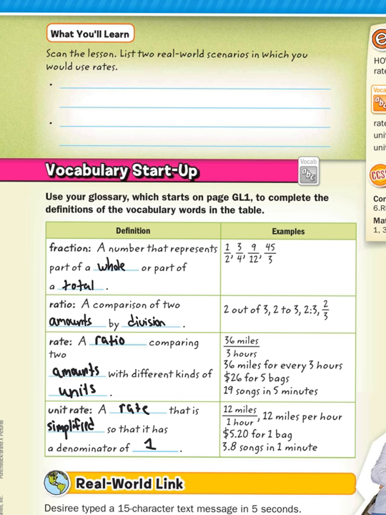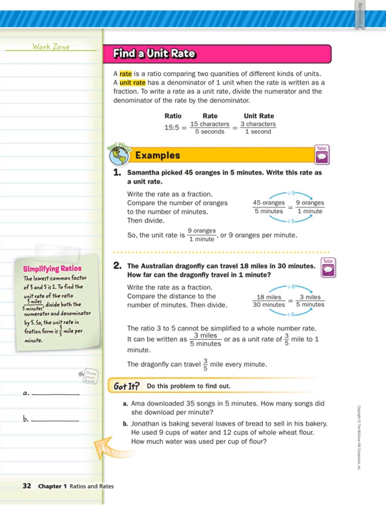So let's take a look at our examples. 12 miles per 1 hour. Notice the denominator is 1. That can also be written 12 miles per hour. Per hour means per 1 hour. $5.20 for 1 bag. 3.8 songs in 1 minute. Notice what they all have in common is they all have a denominator of 1, no matter how they're written. That makes it a unit rate. All right, let's go to the next page.